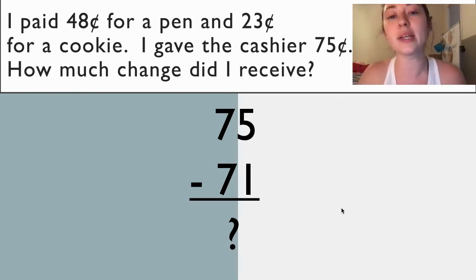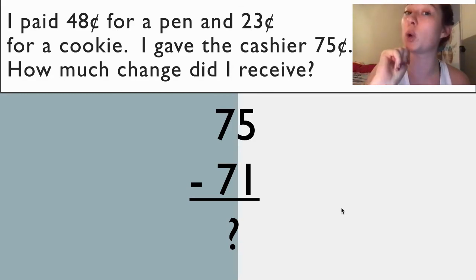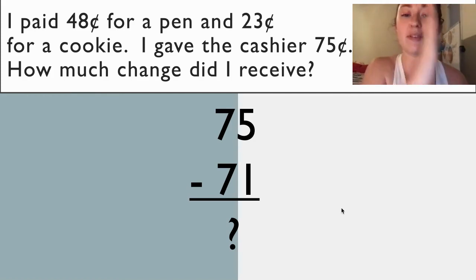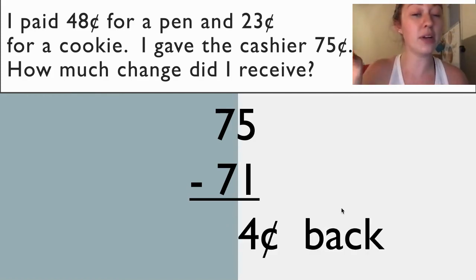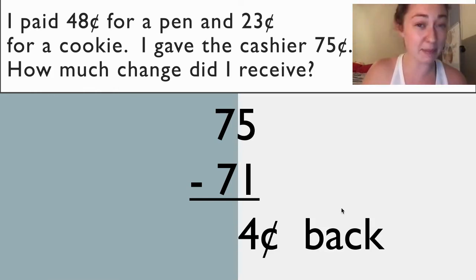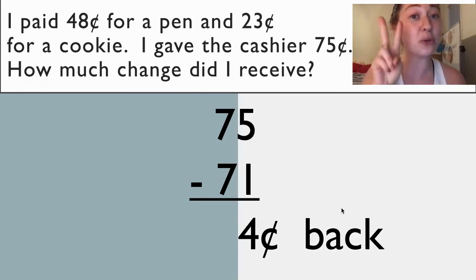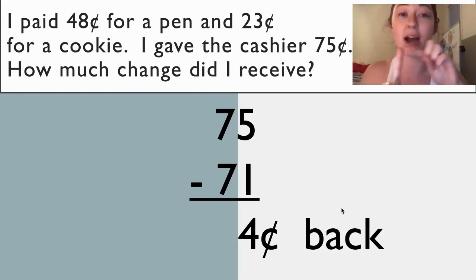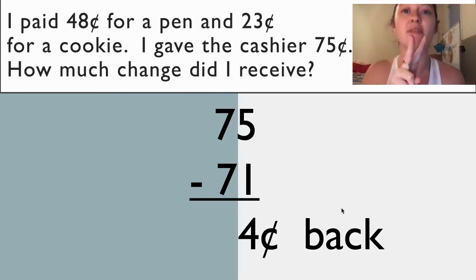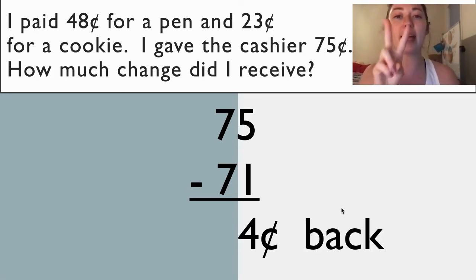So count up the ones. What's 5 minus 1? 5 minus 1 is 4. And what is 7 minus 7? Count up the tens. 7 minus 7 is 0. So you got 4 cents back. Okay? Does that make sense? All right, that was a two-step problem. The first step was how much was the pen and the cookie? The second step was this. I gave the cashier 75. What's the difference between 75 and what I really needed to give him, which was the 71. Okay, two-step word problem.